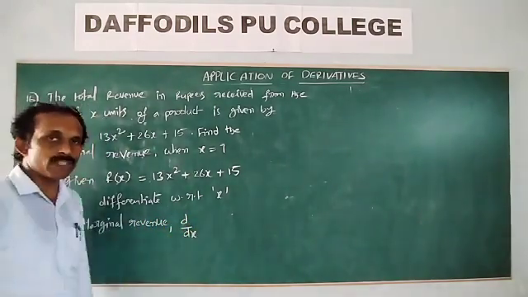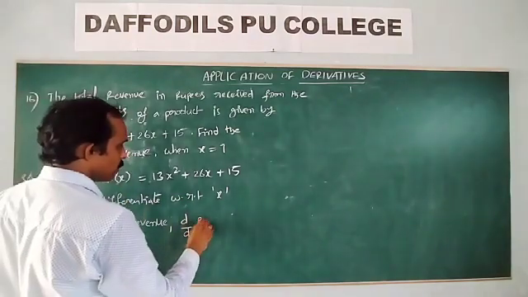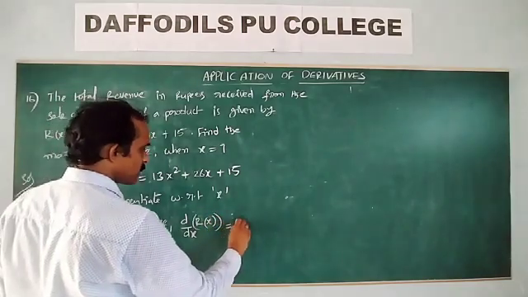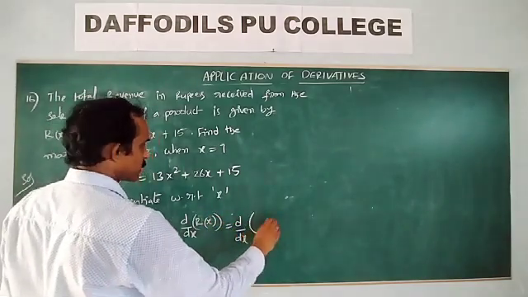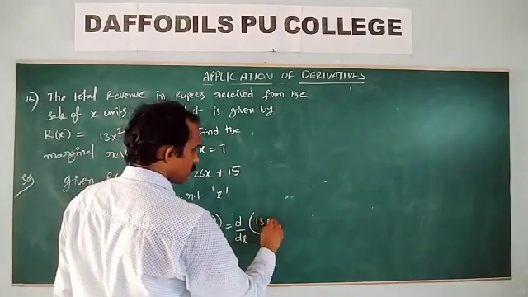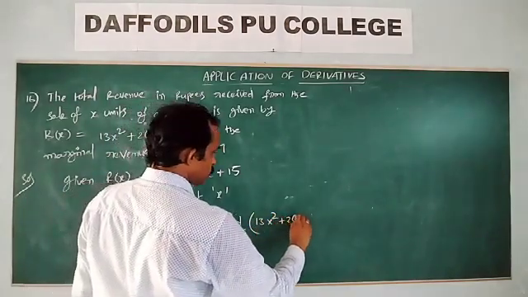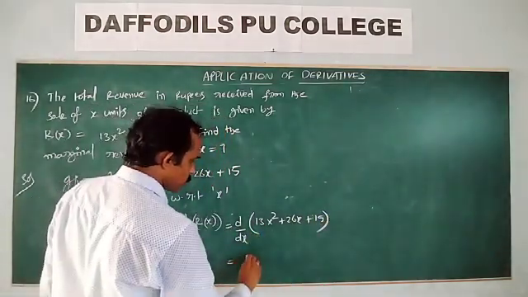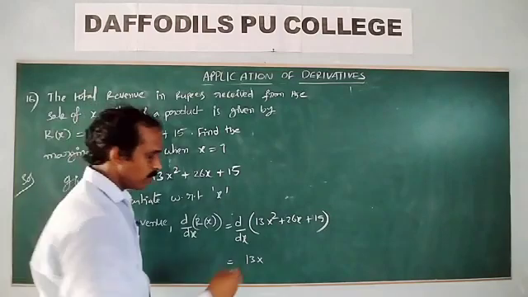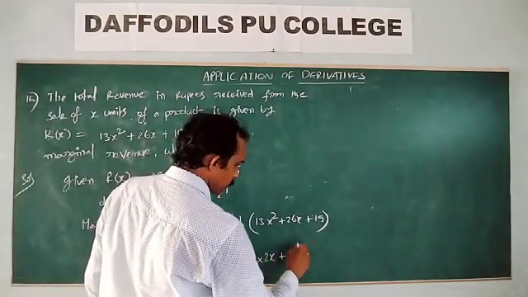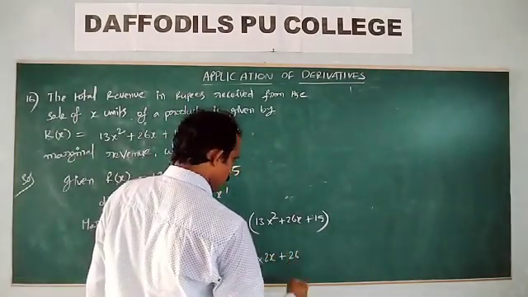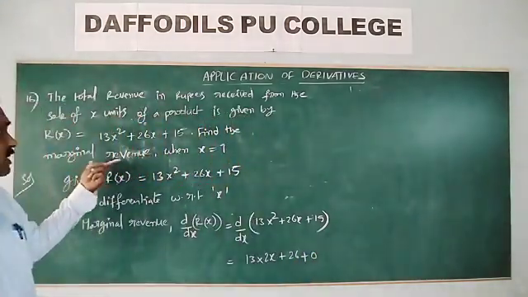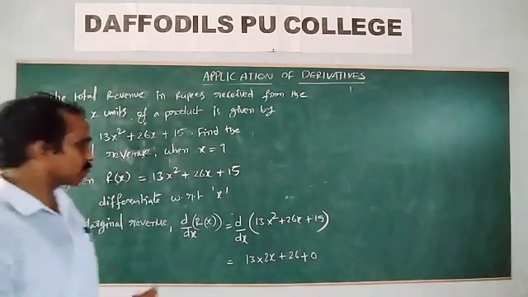Differentiate with respect to x: d by dx of R of X is equal to d by dx of 13x square plus 26x plus 15. 13 is the constant and x square is the variable, its derivative is 2x. The derivative of 26x is 26, plus the derivative of 15, which is 0. So what is the marginal revenue when x is equal to 7?